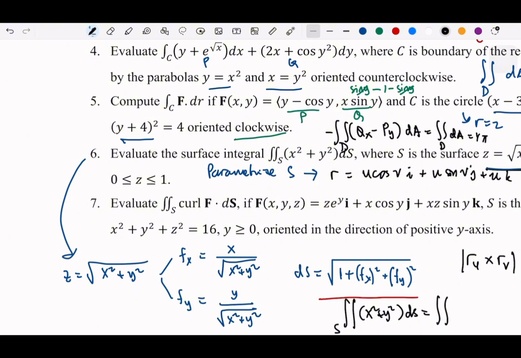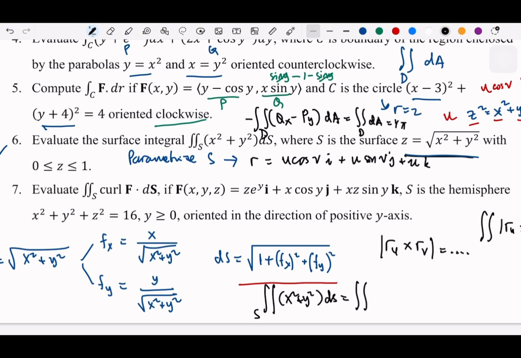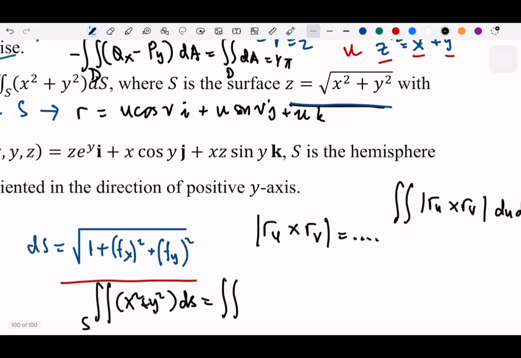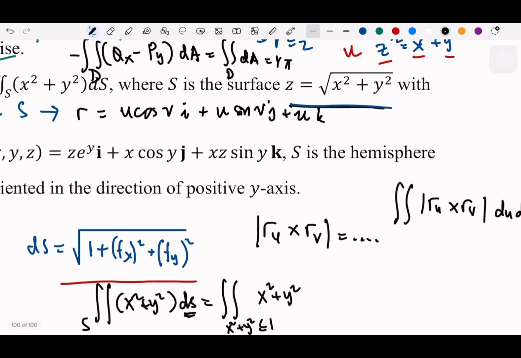The S will be, where's my question here? Because we know Z is from 0 to 1, we can see that the region is a circle with radius 1, right? So we can write X squared plus Y squared less than or equal to 1 for that Z, and the integrand will be X squared plus Y squared. And we can change the dS into our surface area element: square root of 1 plus partial X squared plus partial Y squared, and then dA.